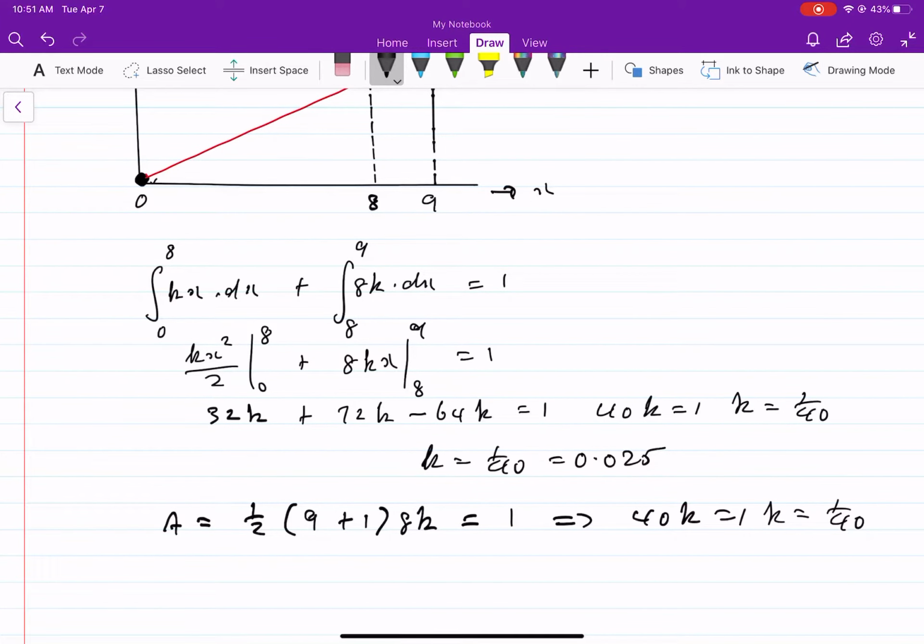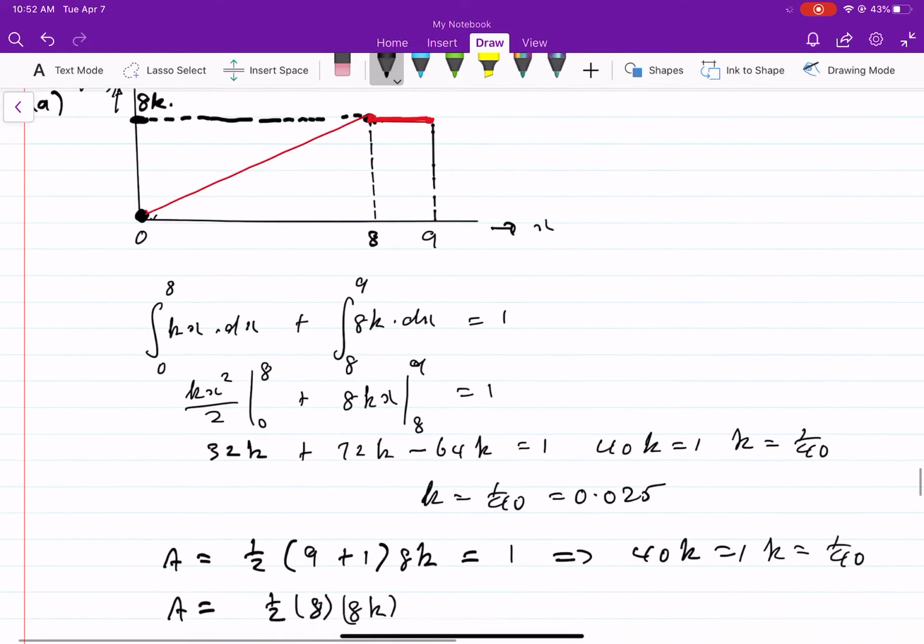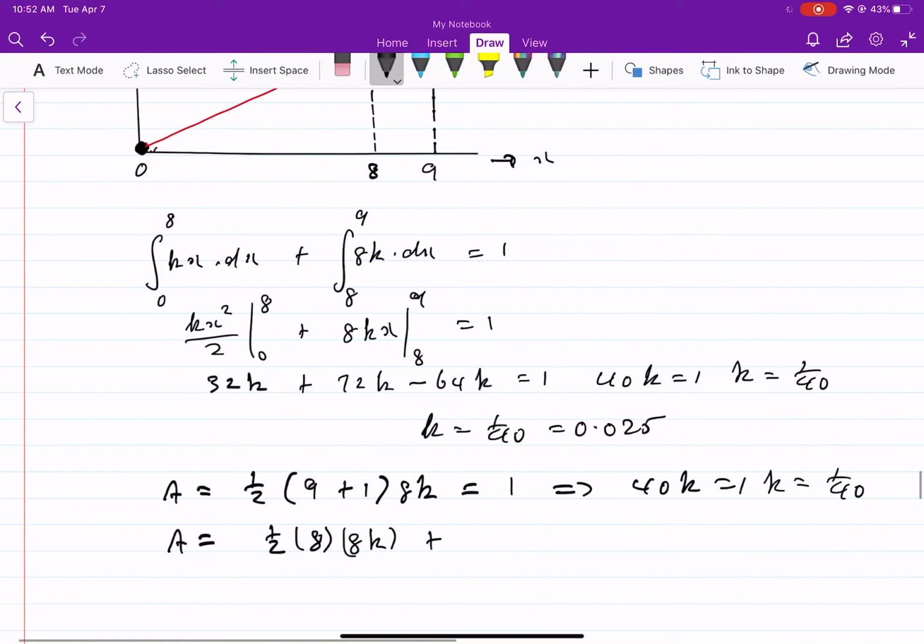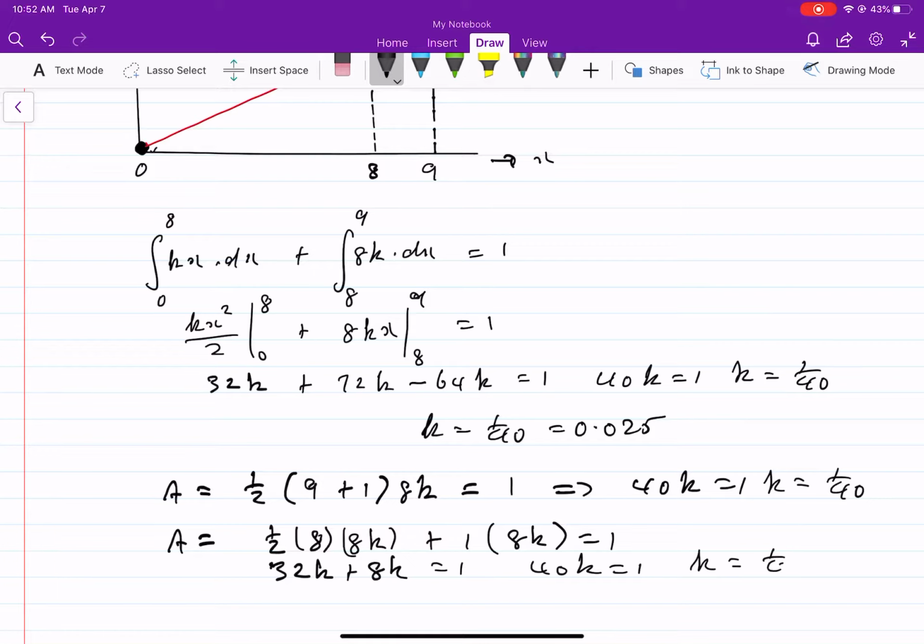Let's see. For the triangle, the area would be half base times height. Half, the base is 8, and the height is 8k. And for the rectangle, the base is between 8 and 9, which is 1, times the height, which is 8k. And that must be equal to 1. Half of 64 is 32. 32k plus 8k is equal to 1. 40k equals 1. K is equal to 1 upon 40 again.